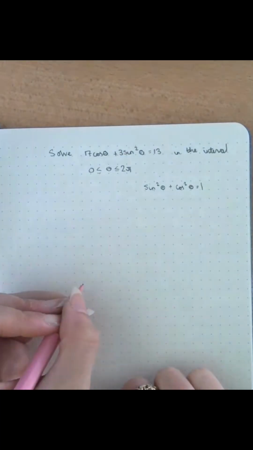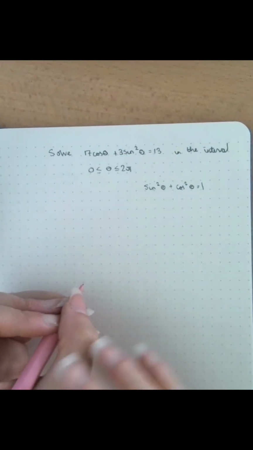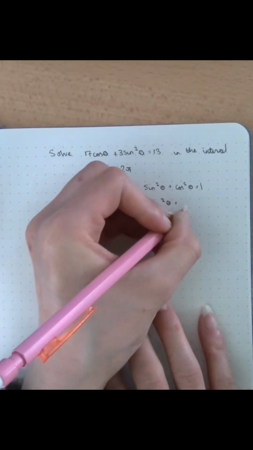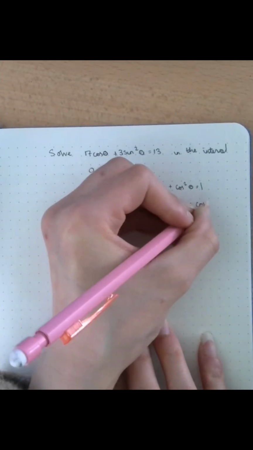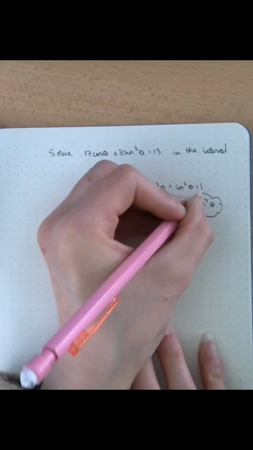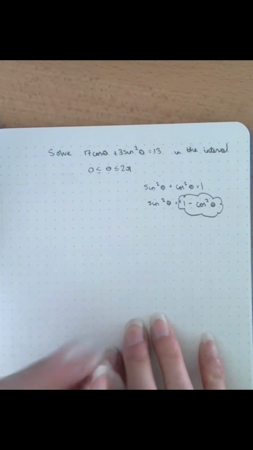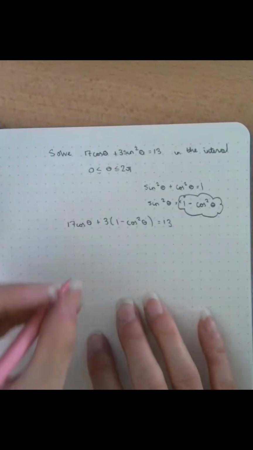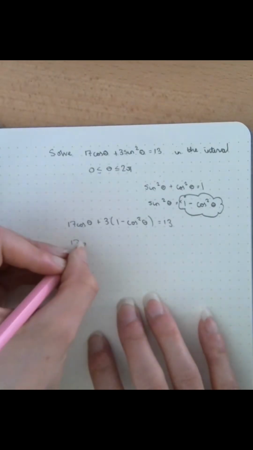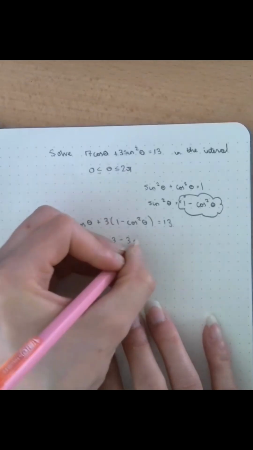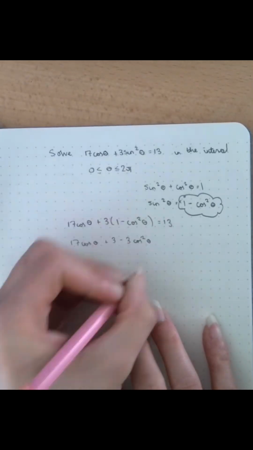So let's rearrange that in terms of sine theta. So therefore, sine squared theta is equal to 1 minus cos squared theta. So now it's in terms of cos squared theta. I can then replace my sine squared theta there. So we'd have 17 cos theta plus 3 minus 3 cos squared theta is equal to 13.